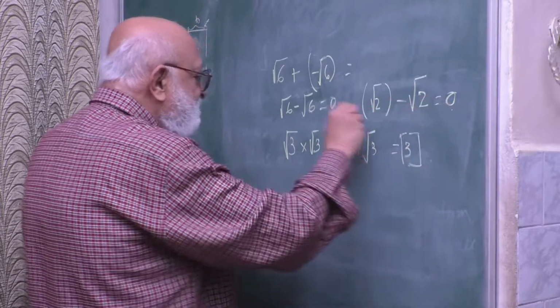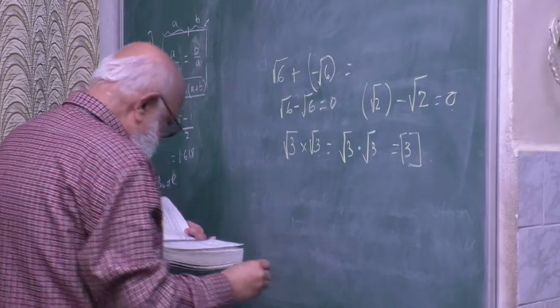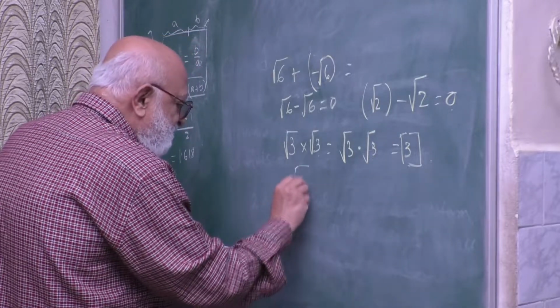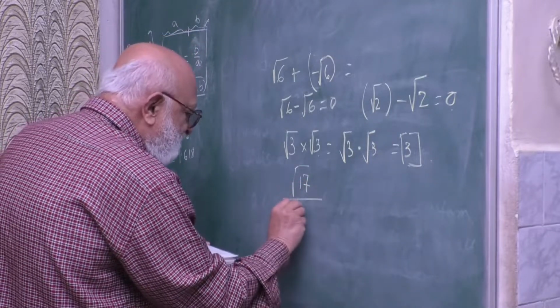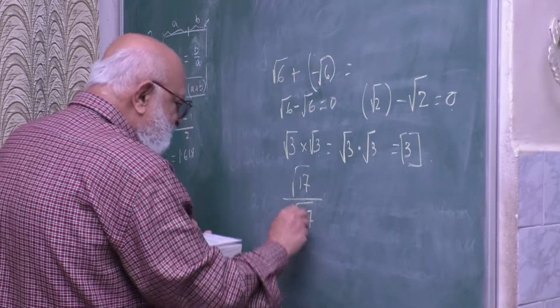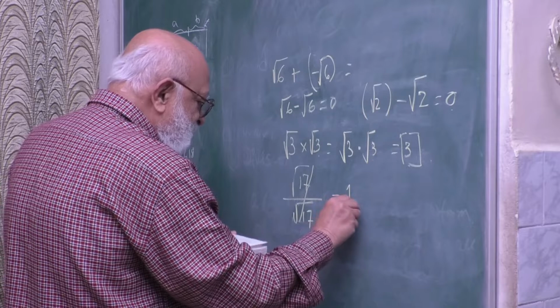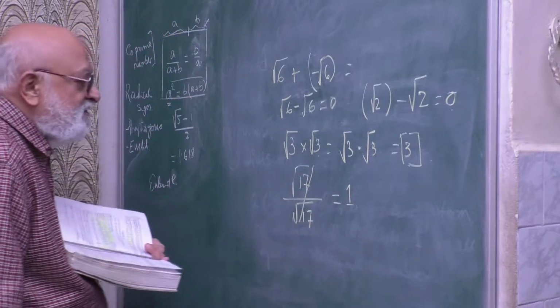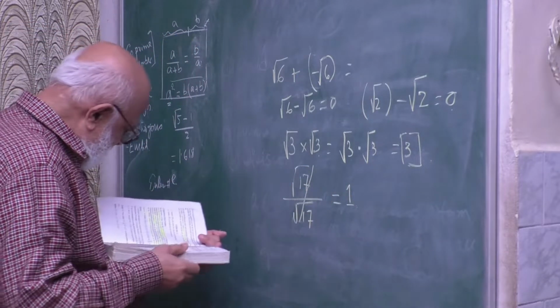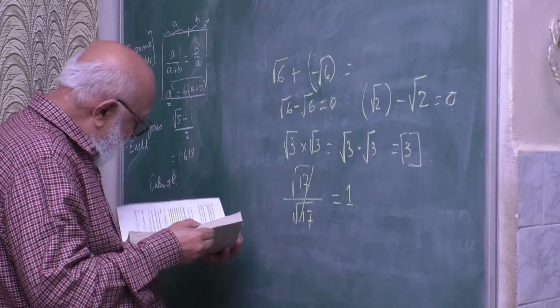Similarly, the last one is division. Root 17 divided by root 17. These cancel and you get 1. So that is another rational number. So operations on irrational numbers can also give rational numbers.